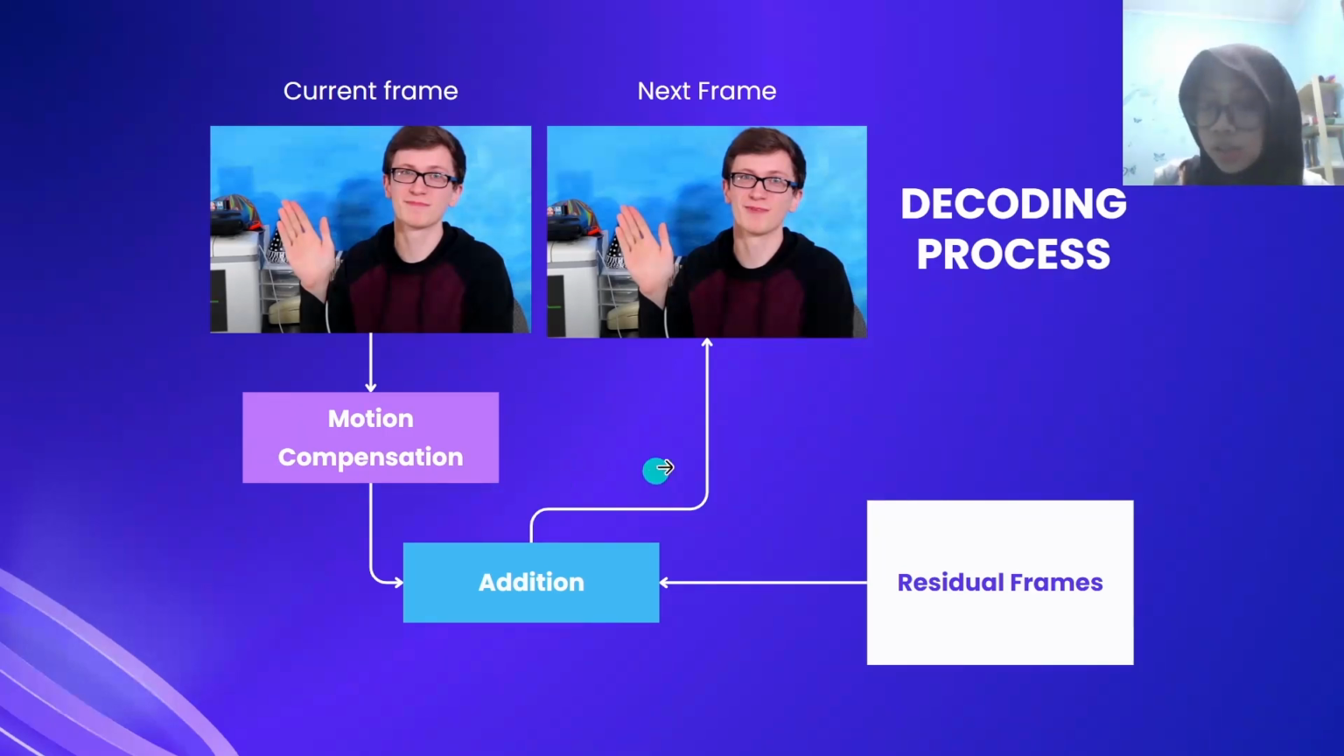So for this, we use the residual frames. We first have the current frame, we put it through motion compensation, and then we add the residual frames that we got from the encoding process to create the next frame.